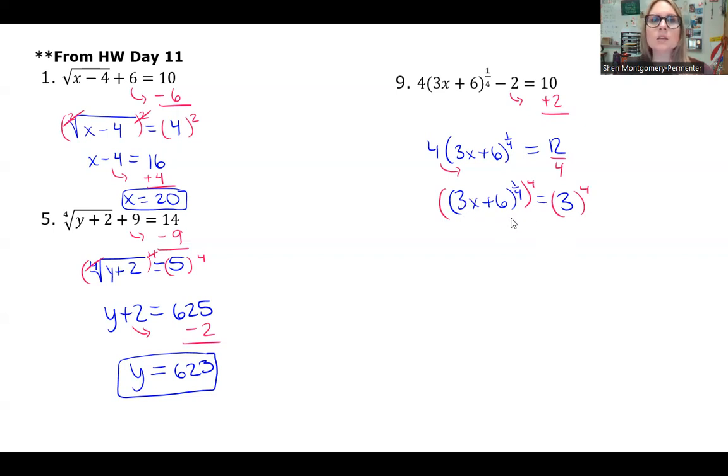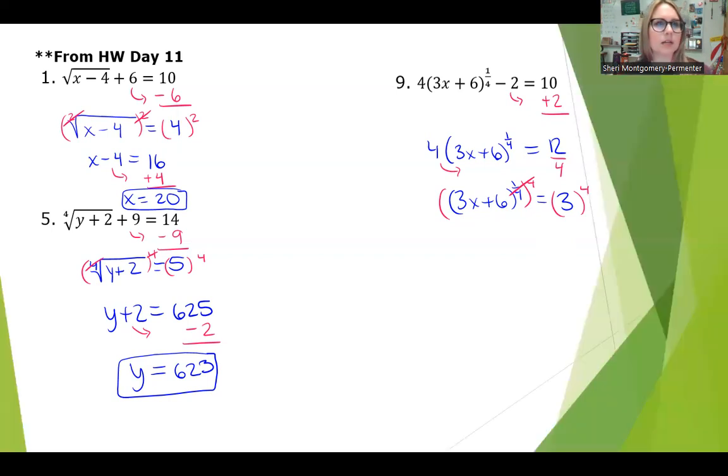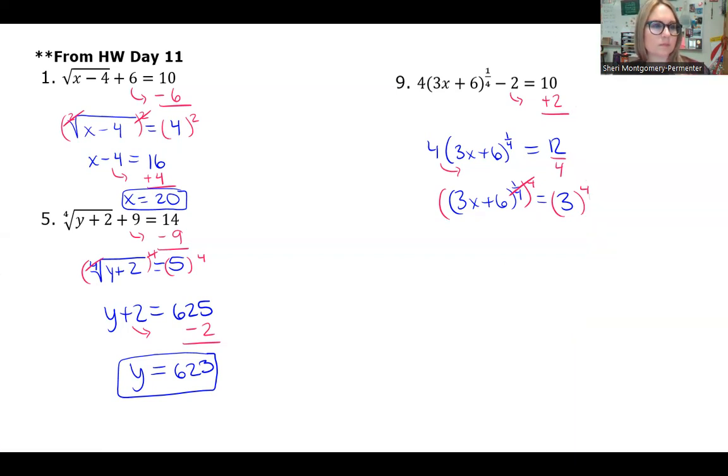Okay. So if I raise this to the 4th power, these cancel. So I'm left with, on the left, I have 3x plus 6 is equal to, what is 3 to the 4th power? You could use your chart. 81.